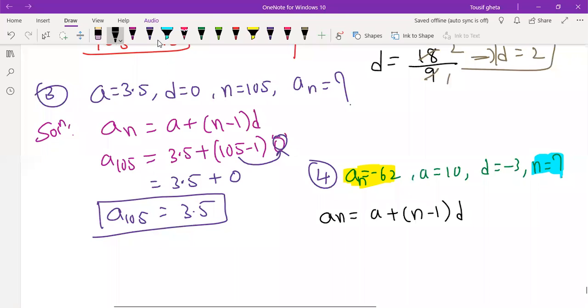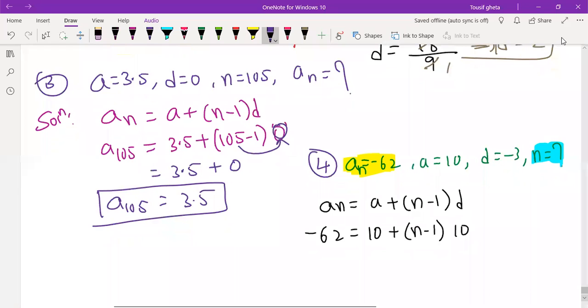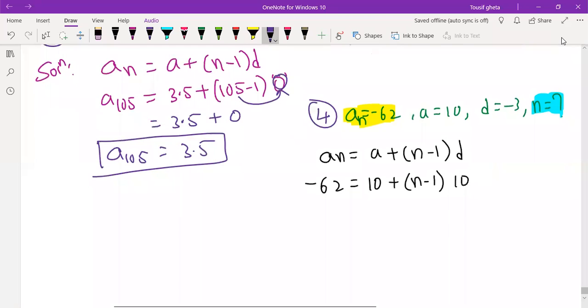Right, 25 is right. An is minus 62, A is 10, n we don't know, d we know is 10. Any doubt you can message me. So minus 62, 10, multiply this 10 into n, 10n. This 1 into 10, minus 10.